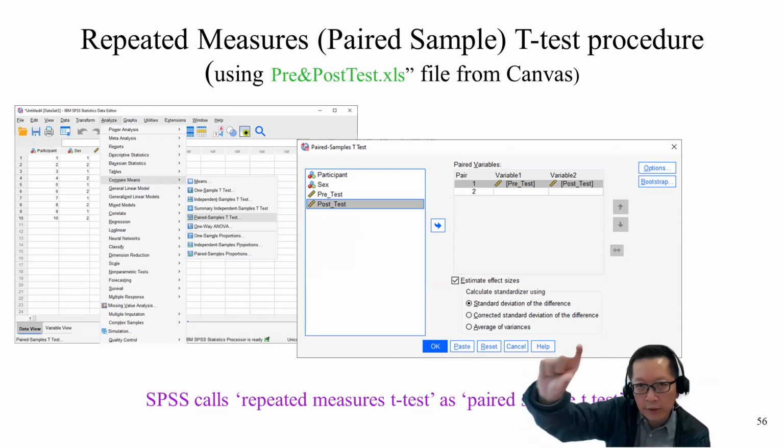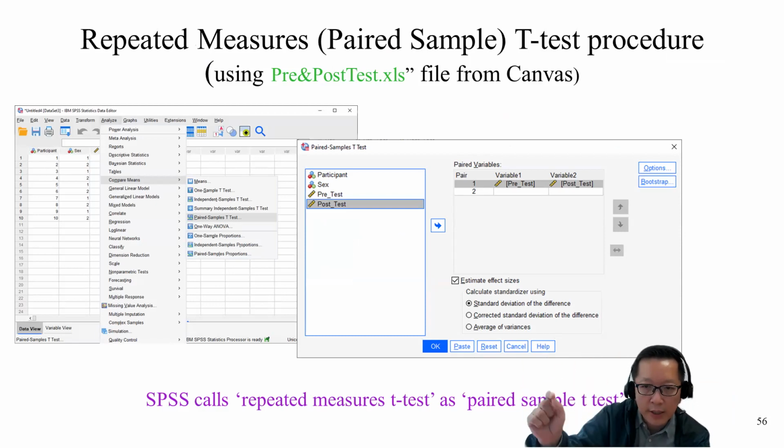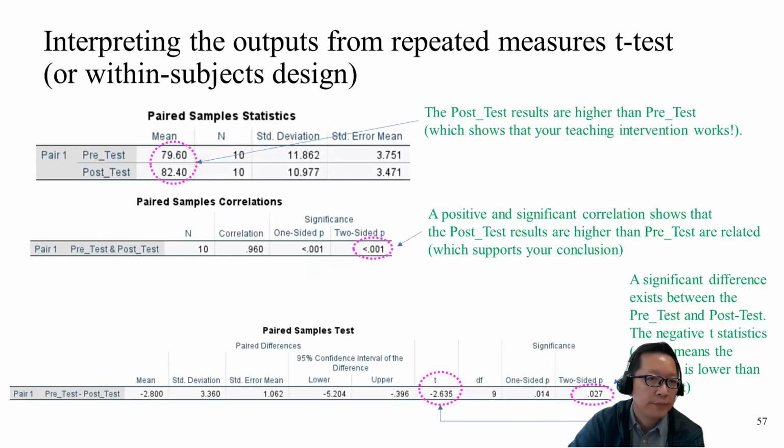So you appear on the first horizontal, and you just check for effect size and standard deviation of the difference. Then SPSS will give you the results. So this is the result. You can see the mean value for pre and post. After you have provided this new teaching method, the post-test score of the participants increases. But how significant is the increase from 79.6 to 82.4?